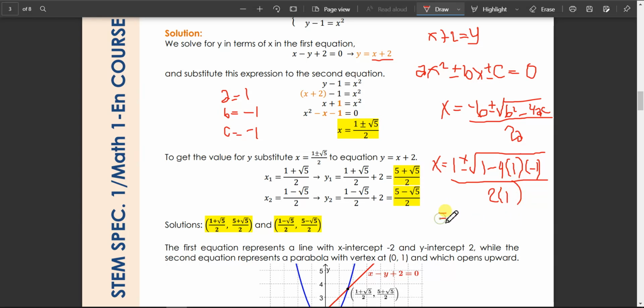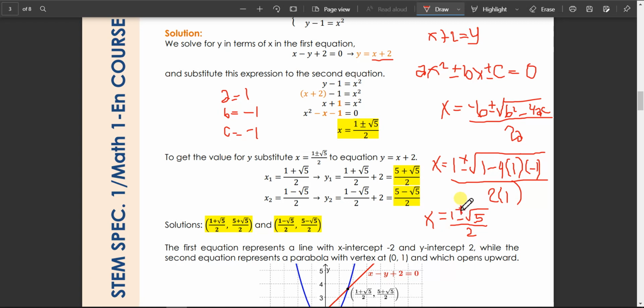Okay? So, we have 1 plus minus. So, 4 times 1, negative 4 times 1 is negative 4. Negative 4 times negative 1 is positive 4. So, positive 4 plus 1, that is equal to 5. So, that's why we have square root of 5 divided by 2 times 1 is equal to 2. So this will be our x.